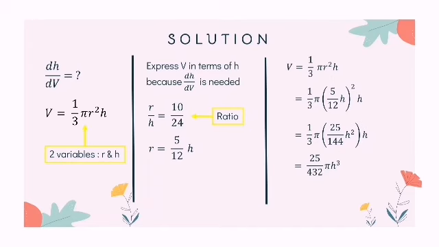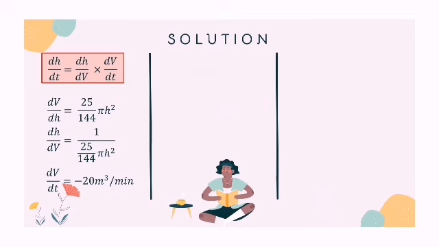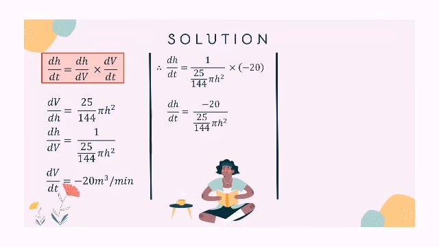Now, we are going to differentiate. Now, we got dV over dh is 25/144 pi h squared. By using the formula, we can substitute all the information that we got to find the value of dh over dt.